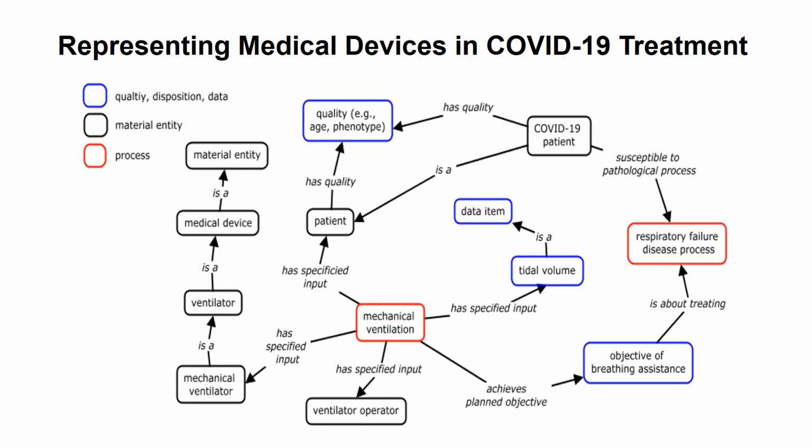And then this figure demonstrates the medical devices. As we all know, respiratory failure disease often requires treatment like medical ventilation. And then how do we represent the machine? The mechanical ventilator is here. And it itself is a process. It has input of patient, and the patient has quality, which may affect the ventilation condition. So we can see different volumes, and these are considered as data.